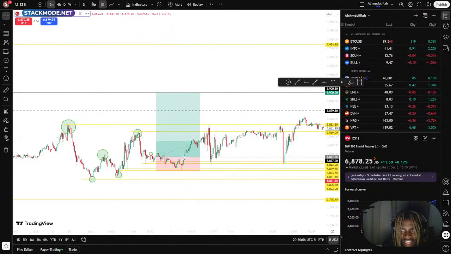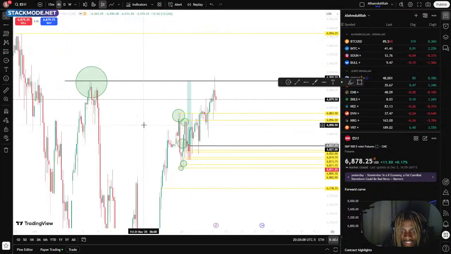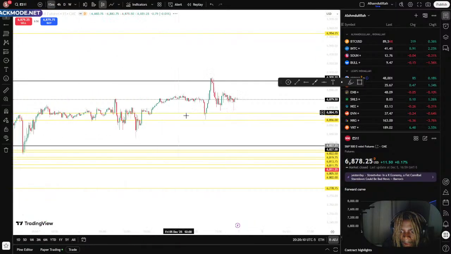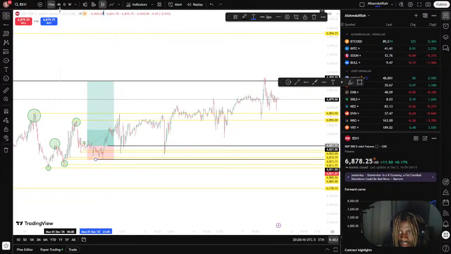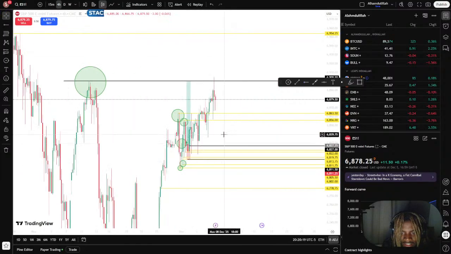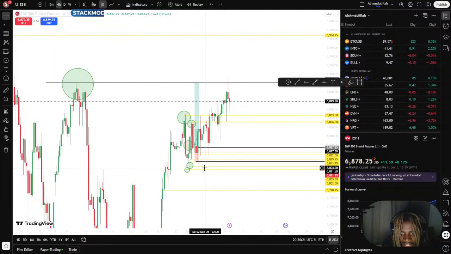I entered on this black line. Okay. If I get on my 4-hour time frame, you see I have my stop loss down here at this black line. So I entered at the first black line, and my stop loss is at the second black line. Did price go underneath the second black line? And that's completely my fault.